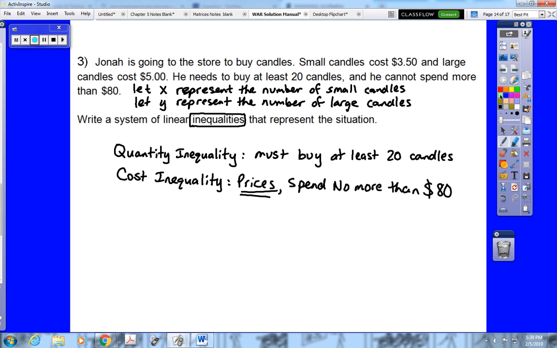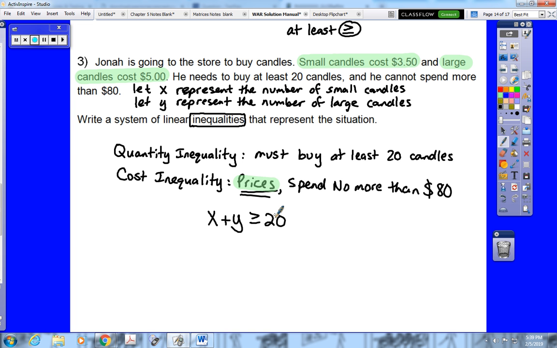Okay? We have the prices of each type of candle. We have that the small candles are $3.50 and the large candles are $5. That's what I mean when I say the prices. Okay? So, your quantity inequality, it says he needs to buy at least 20 candles. Well, if x is the number of small candles and y is the number of large candles that he purchases, and he has to buy at least, well, we need to know that at least is greater than or equal to. That's what that set of words means. So x plus y is greater than or equal to 20 candles.